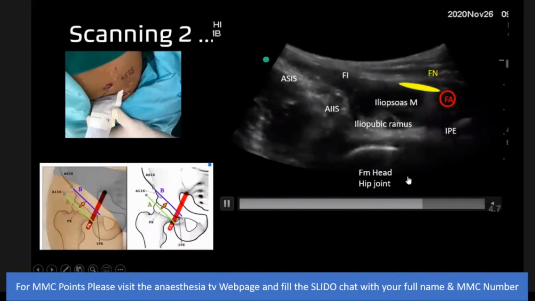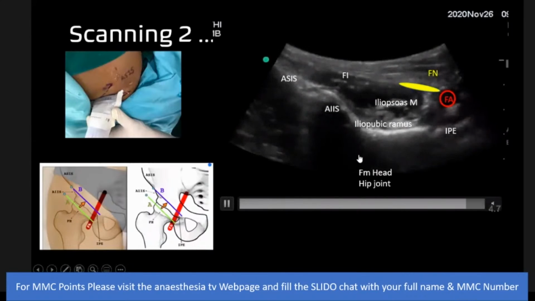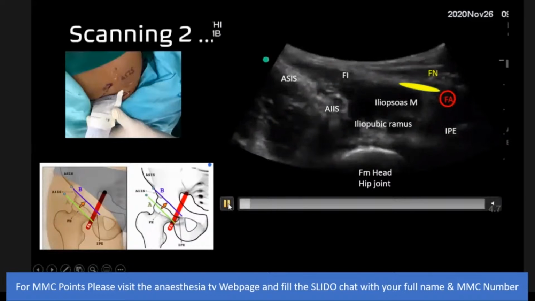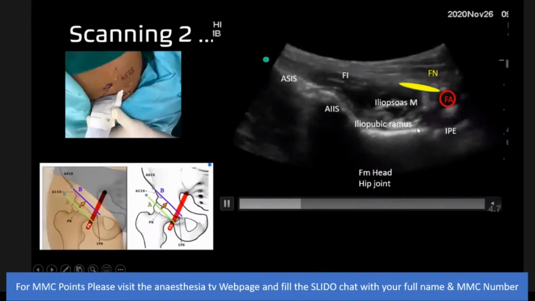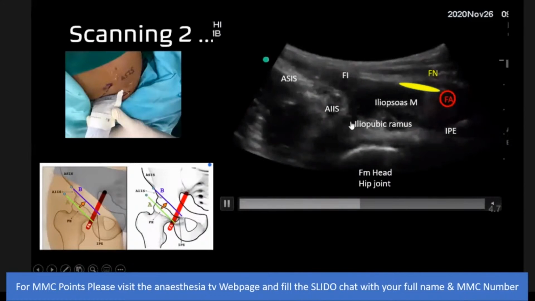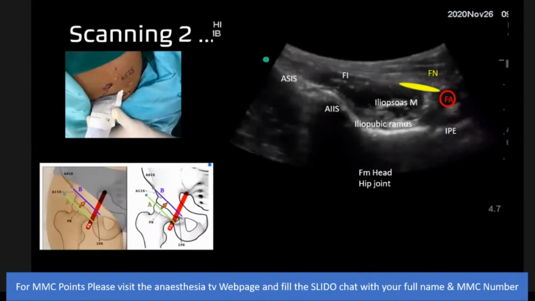If it is curved, it is the femoral head in the hip joint. As we slide the transducer slightly cephalad, the curved part becomes fairly linear, and this is the ilium bone or the iliopubic ramus.